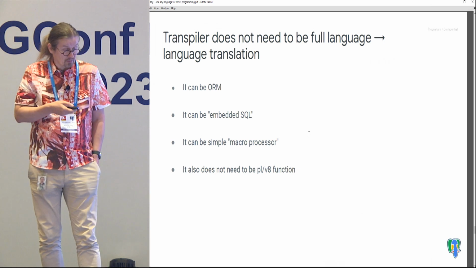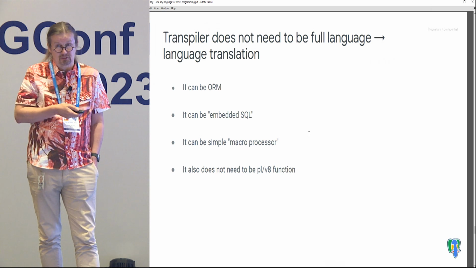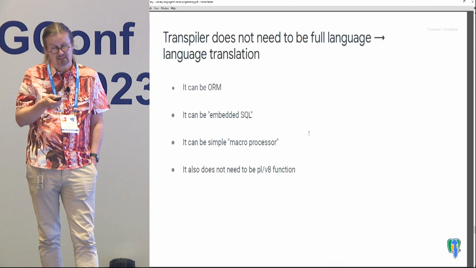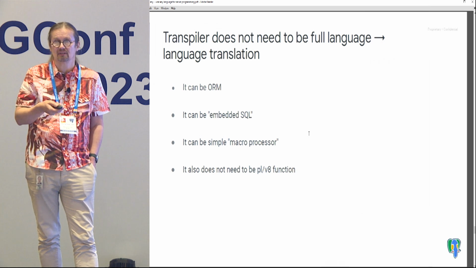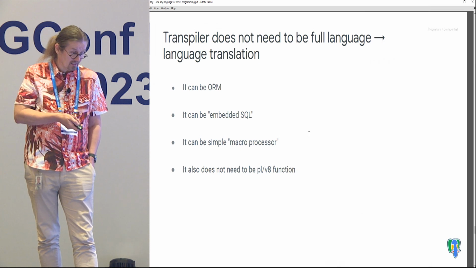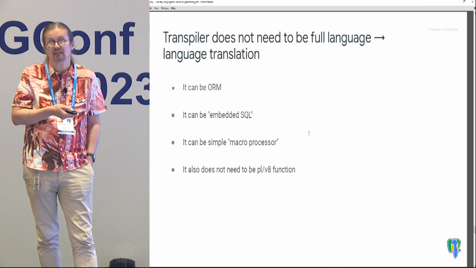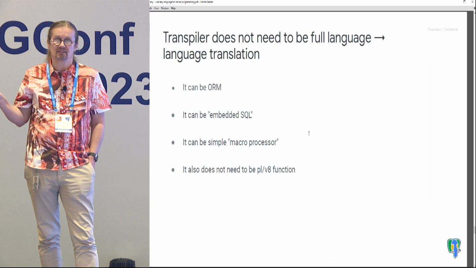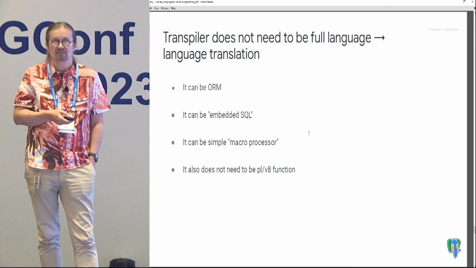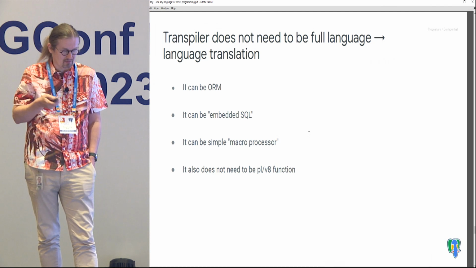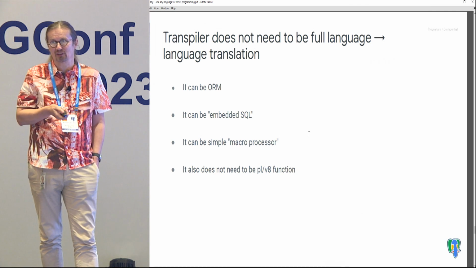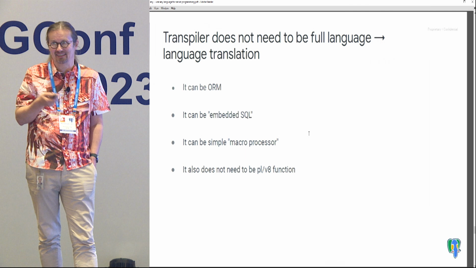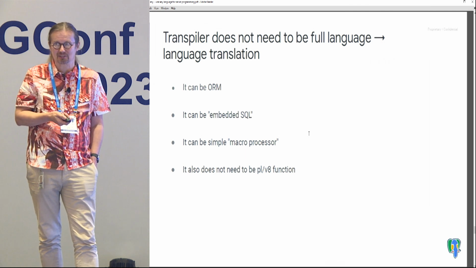Or it can also be some kind of simple macroprocessor replacing something in the strings. But basically, you just give a preprocessor for your code that is run before it is compiled into a runnable function. And it also does not need to be a PLV8 function. It can be any function that takes one string and returns another string. So you could have something more efficient, maybe. You could even have, say, a TSQL interpreter that converts it into JavaScript, and then you can write TSQL functions in Postgres.